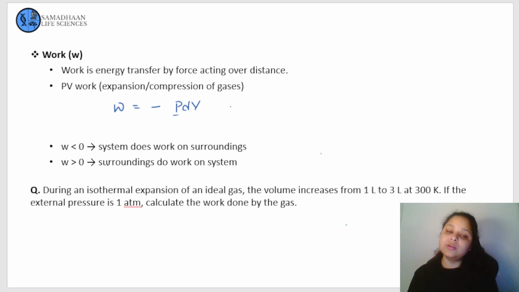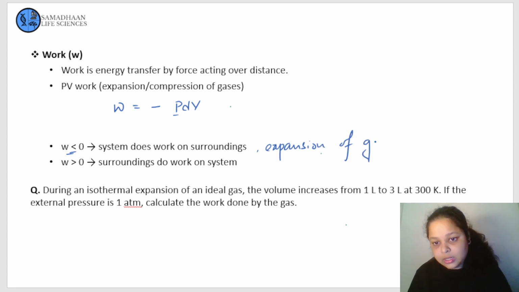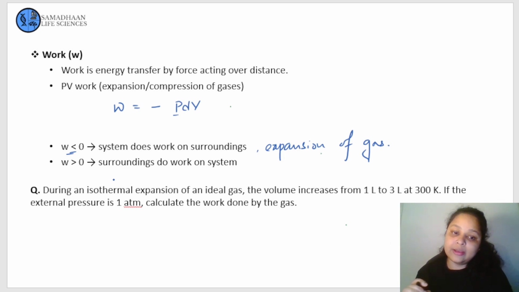If the system is doing the work on the surrounding, then W is negative, less than 0. For example, expansion of a gas. And if the surrounding is doing the work, for example, compression of a gas, then W is greater than 0 or positive.